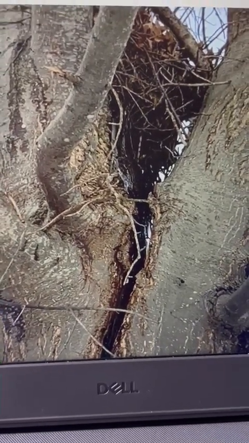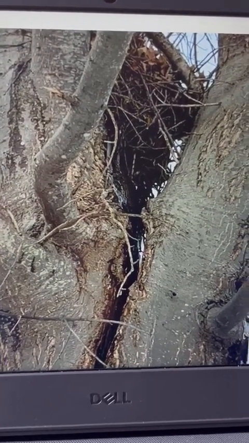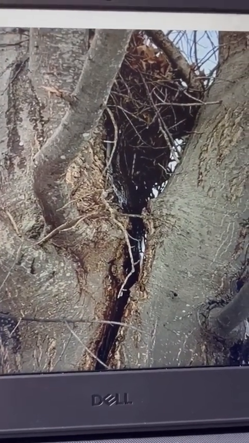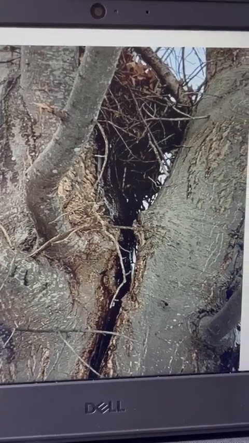So just things to look for. Obviously in the winter with the leaves off the deciduous trees, it's easy to scout for these things, but you can also contact Mayor Tree Service and we can help you scout these problems.